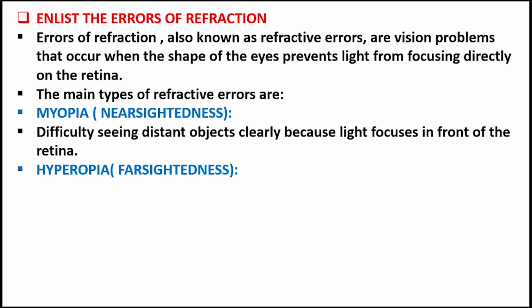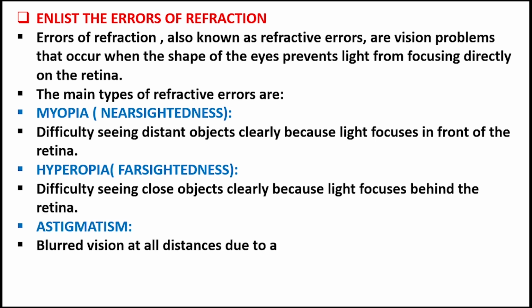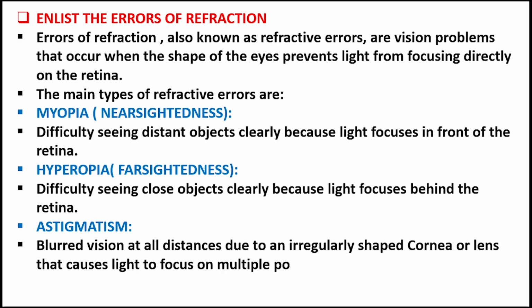Hyperopia, farsightedness: difficulty seeing close objects clearly because light focuses behind the retina. Astigmatism: blurred vision at all distances due to an irregularly shaped cornea or lens that causes light to focus on multiple points on or in front of the retina.